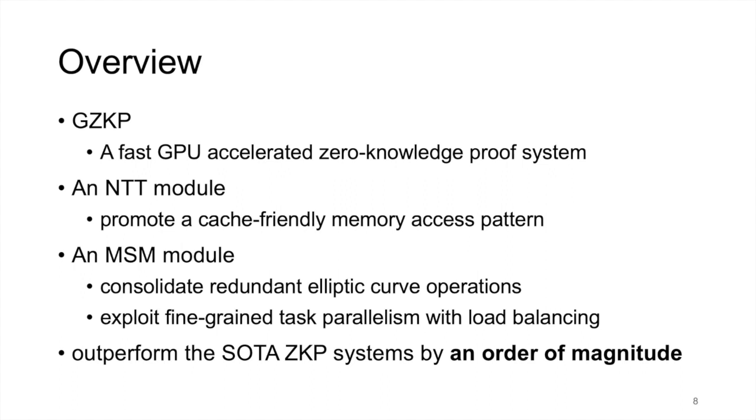It contains an NTT model which promotes a cache-friendly memory access pattern. It allows threads to perform on-the-fly and internal shuffling when transferring data. And an MSM model which effectively consolidates redundant computation and explores fine-grained task parallelism with load balancing. GZKP offers at least an order of magnitude performance improvement.